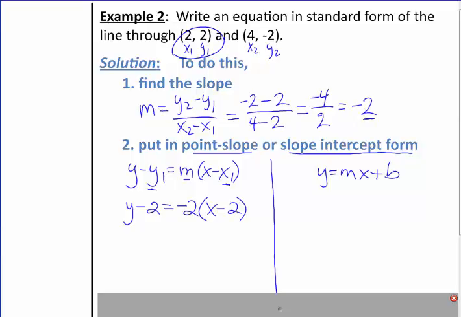Slope-intercept form. We need to find the b. We already have the m. Those are the two numbers that we need, the m and the b. Remember, the b is the y value of your y-intercept. I have my slope, so I'm going to plug it in.